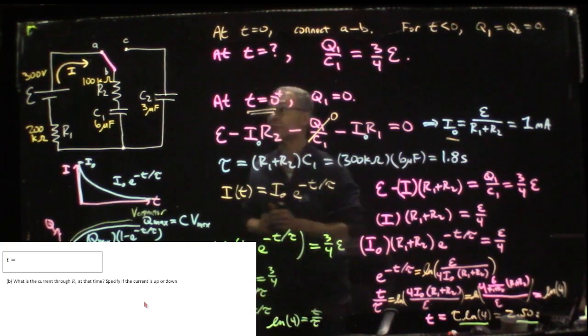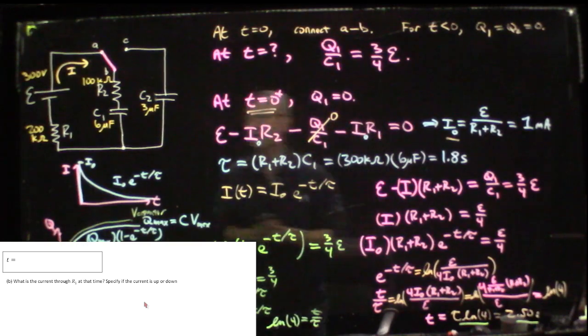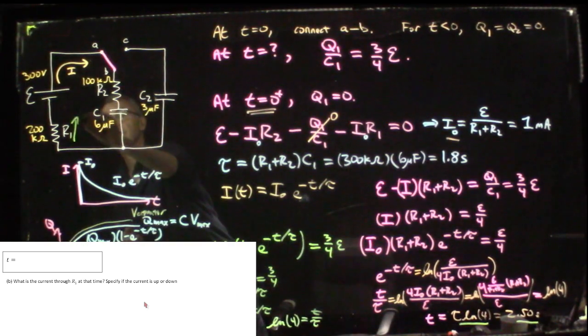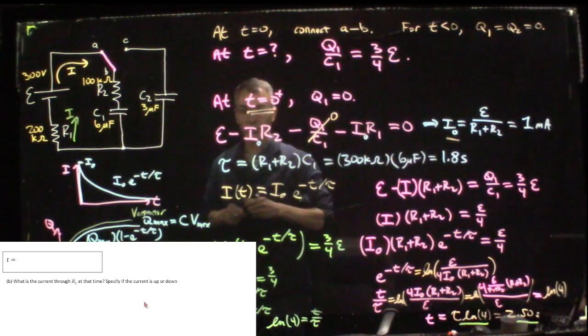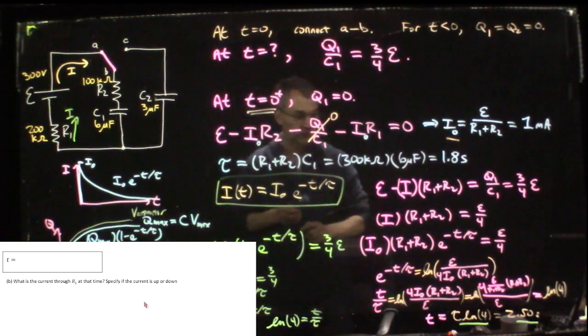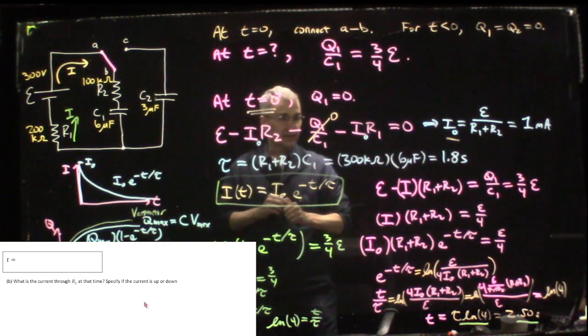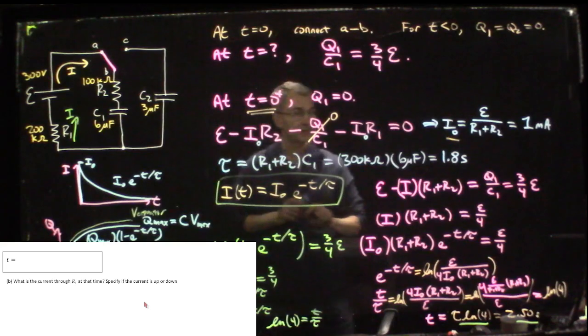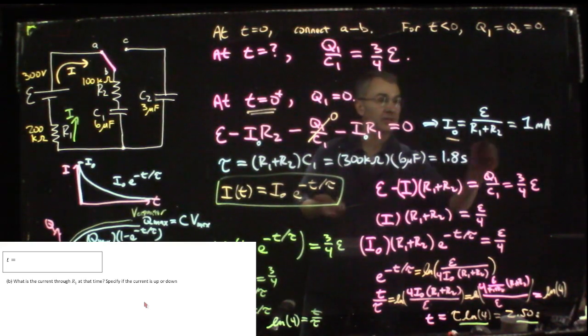So the current is the current through R1 at that time. It's going like this here. And then it has this value. See, this is the current at that time. So I guess we kind of did need this calculation. We did. I guess we actually needed this calculation. So here is this time constant.